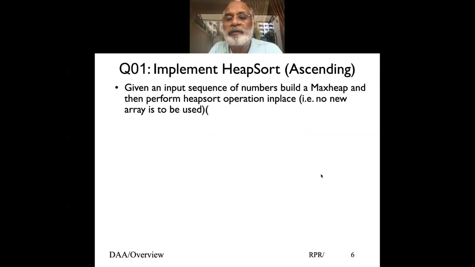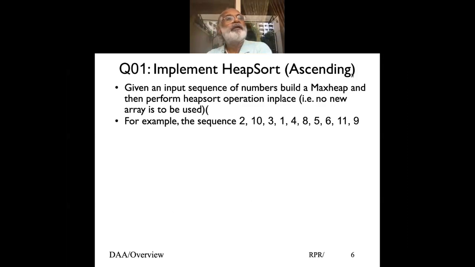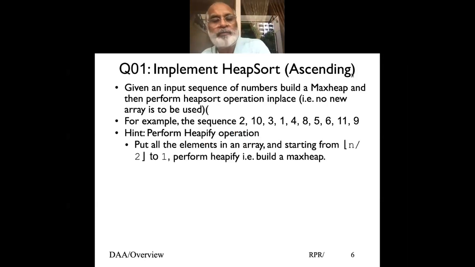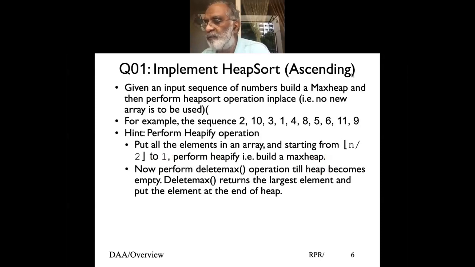The first question is, given an input sequence of numbers, build a max heap. Max heap means that the root is always higher than its children, and each child is higher than its own children. This is what we discussed in the class. And perform the heapify operation, meaning within the array, follow the algorithm and you'll get a max heap. Now our objective is to sort the elements in ascending order. So using a heap, how do we do that?